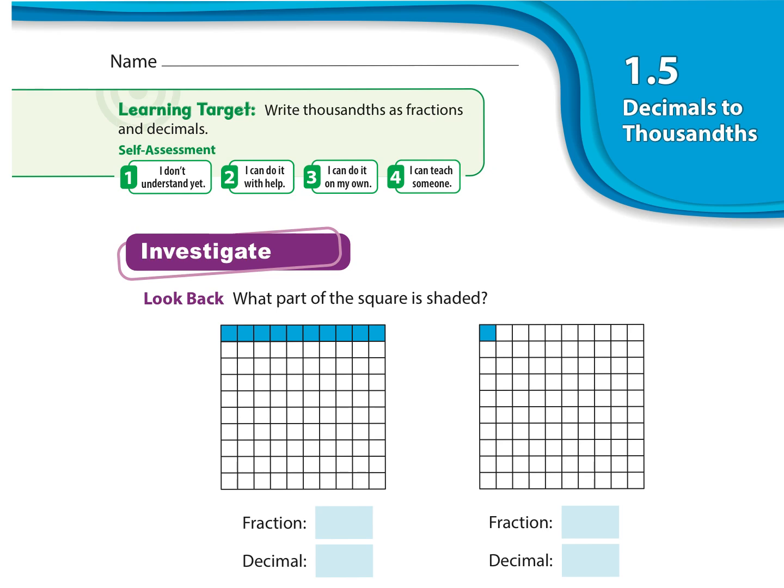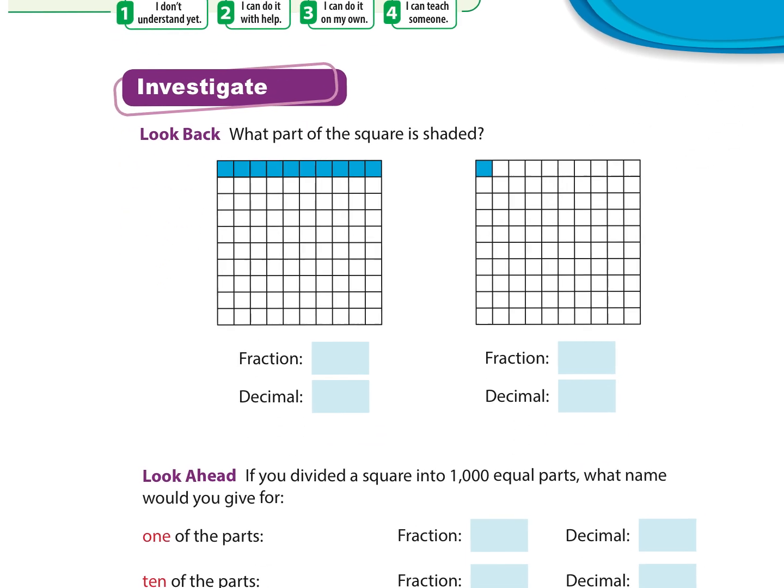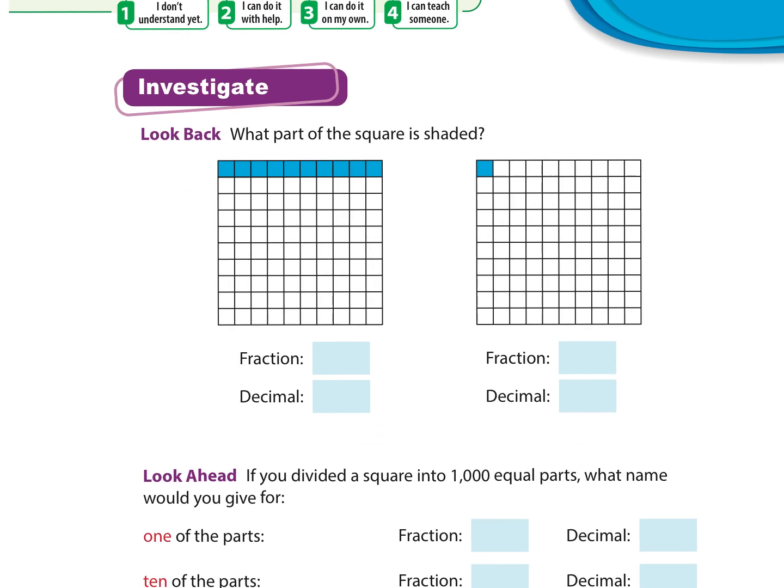Okay, so yesterday we focused on decimals to the hundredths. Looking at this picture on the left, what fraction is represented? This is what we did yesterday. What fraction is represented by this model right here? Okay, so it's out of hundreds, so I know the denominator is going to be 100, and it's going to be 10 over 100, because 10 squares are shaded out of 100 total.